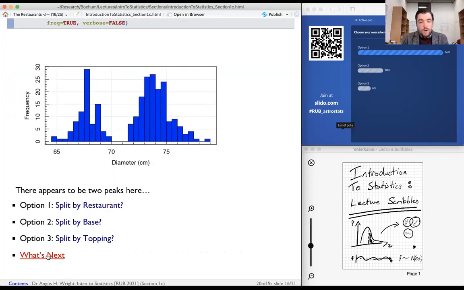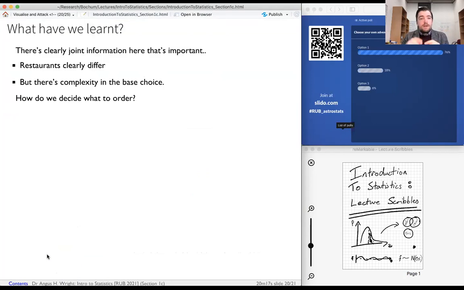So what's next? Well, there's clearly some important bimodalities in here that we still need to understand. There's clearly something going on with the restaurants, and there's also some added complexity in the base choice. So the question becomes, how do we decide what to order, given that we know there's complexity in there that we haven't analyzed yet?